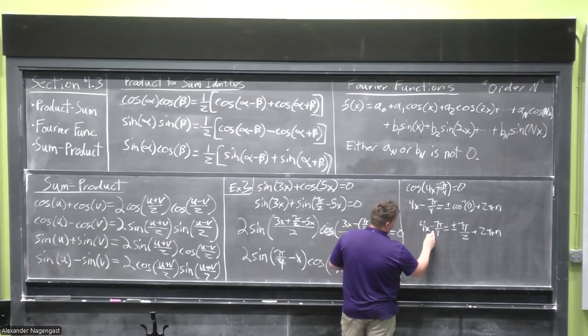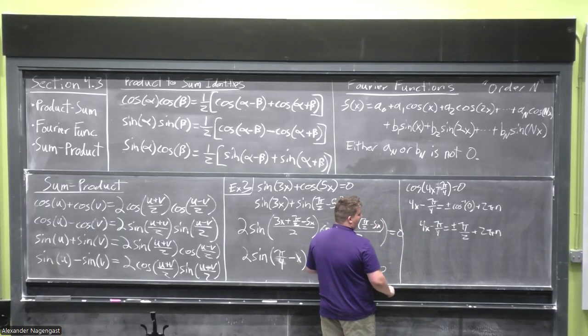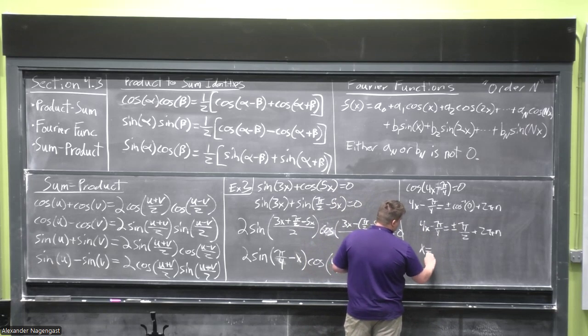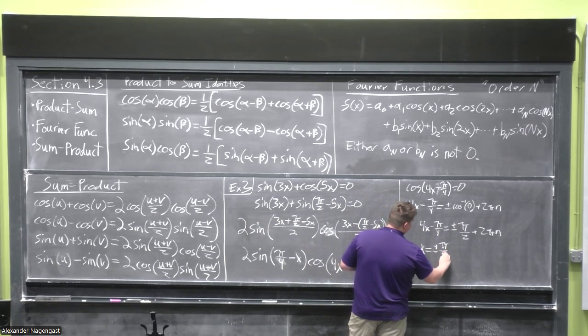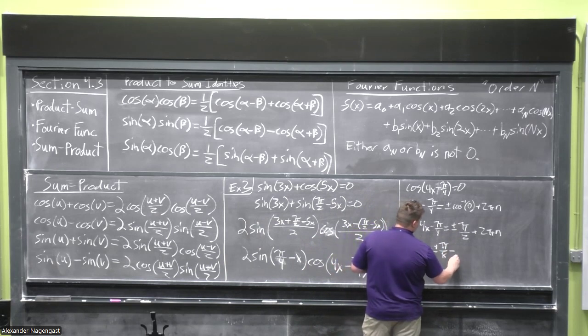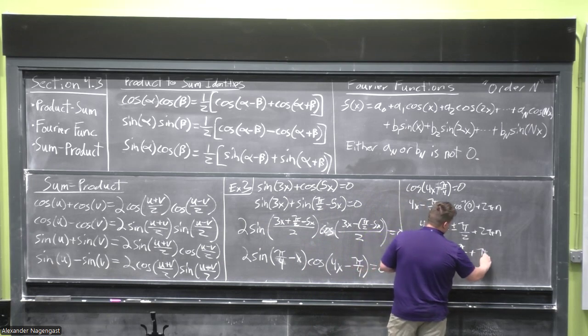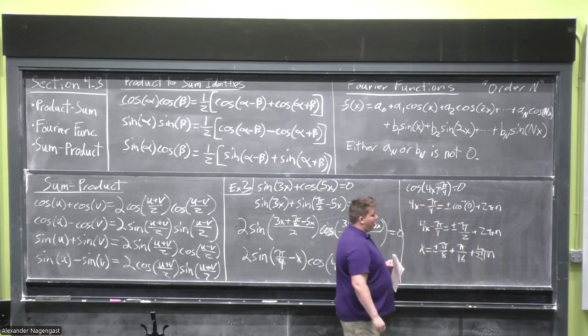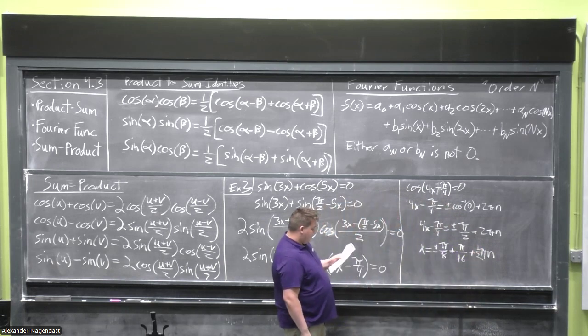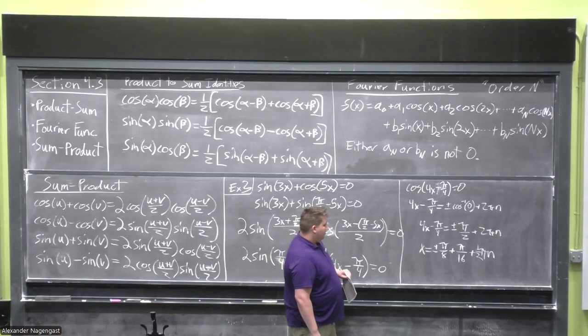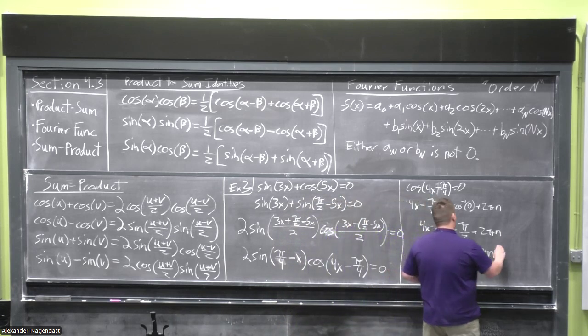We'll then add pi over 4, divide by 4, and we have x is equal to plus or minus pi over 8 plus pi over 16 plus 1/2 pi times n. So then that covers just the cosine.